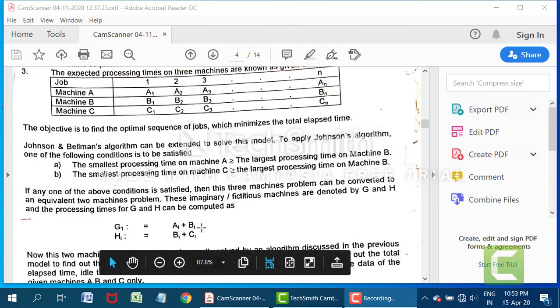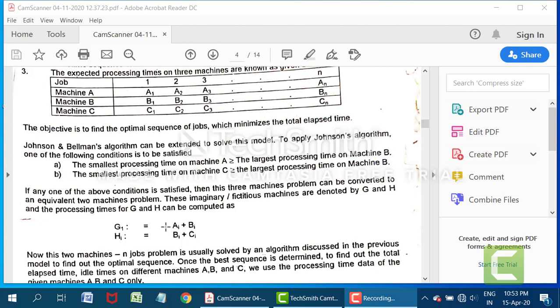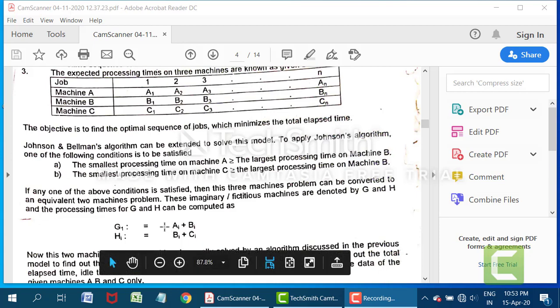GI equals AI plus BI. For the ith job, you must add the processing time on A and the processing time on B. That sum will be the processing time for that particular job, the ith job, on G. Similarly, if the processing time on B and the processing time on C are summed up, that will become the processing time for H.